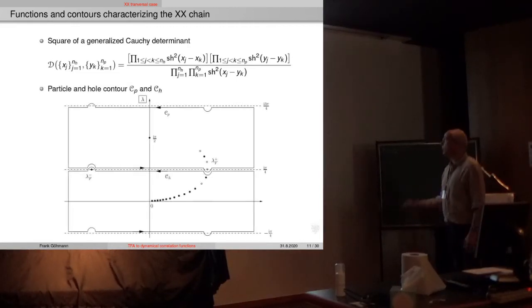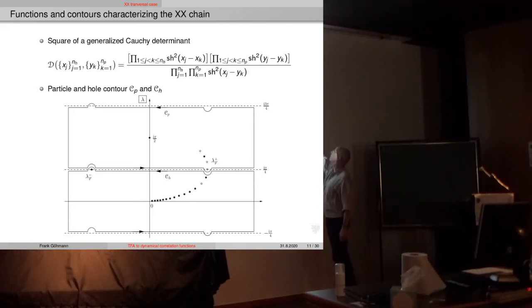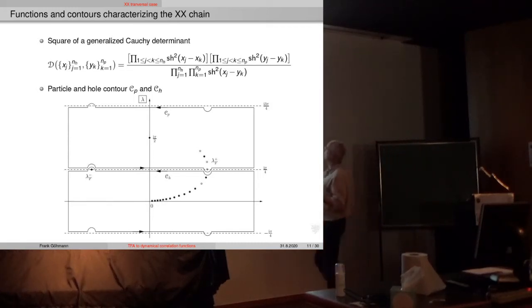Then we have contours, particle and hole contours in the complex plane. The fundamental strip is divided into two halves, and basically one contour goes around the lower half, where the holes are, and the other one around the upper half. If you analyze the excitations of the quantum transfer matrix of the XX model, you can prove that they all lie on a closed curve here, when the magnetic field is lower than the critical field.